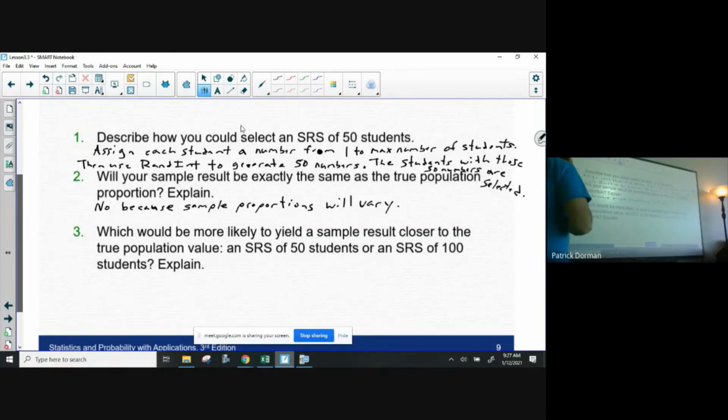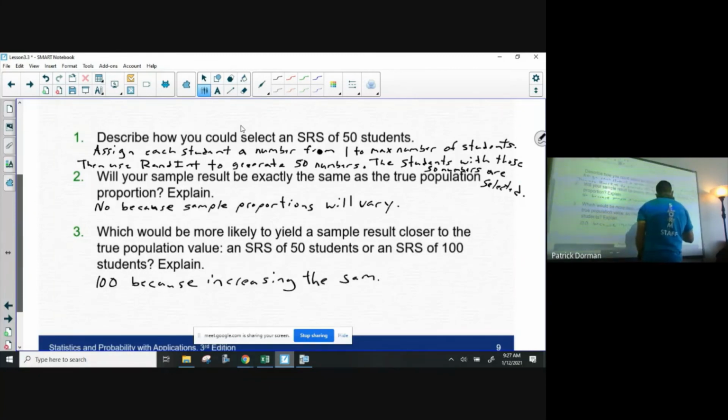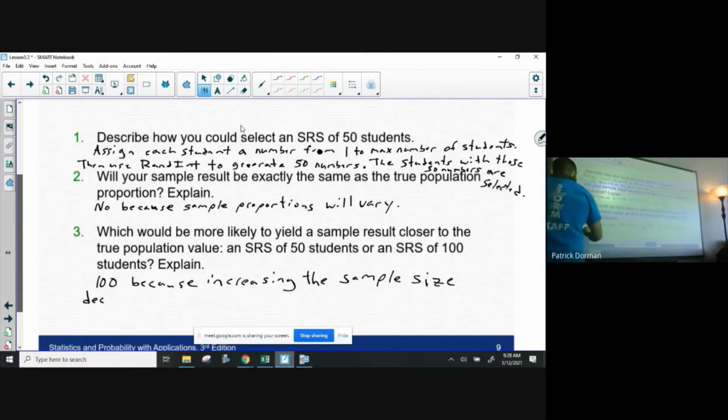So which is going to be more likely to yield a sample result closer to the true population value? 50 students, of course, 100. Because increasing the sample size decreases sampling variability, it decreases variability. Awesome.